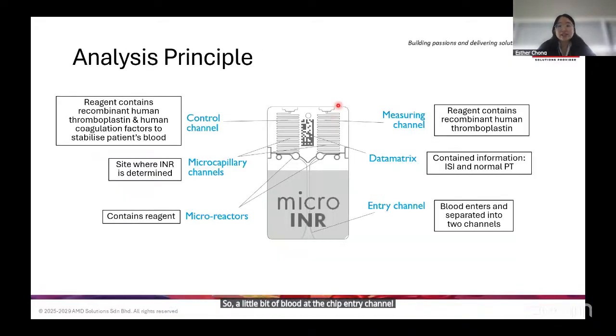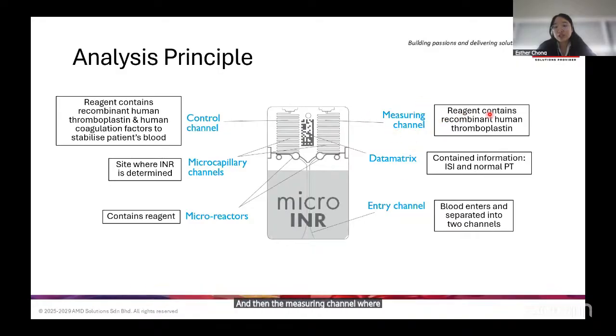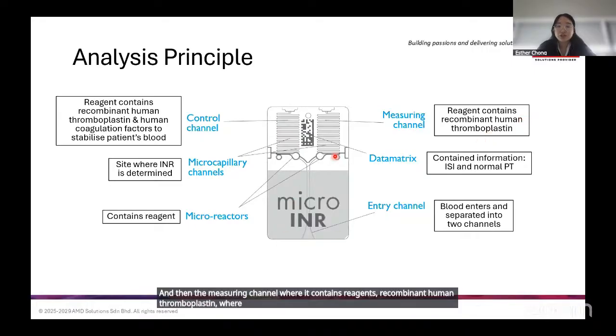So this is the chip of the micro INR. We have two channels. First is the control channel, which contains human recombinant thromboplastin and human coagulation factors to stabilize the patient's blood. And then the measuring channel, which contains reagents, recombinant human thromboplastin, where blood goes into this measuring channel and it will detect the PT time. So this is the control panel to check whether the overall blood and chip are okay to use.